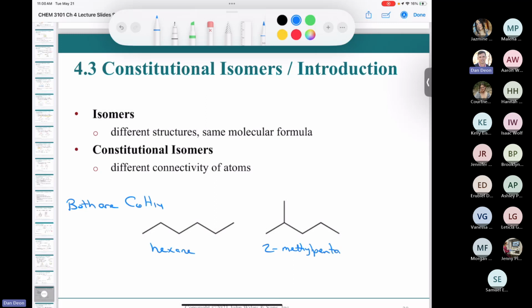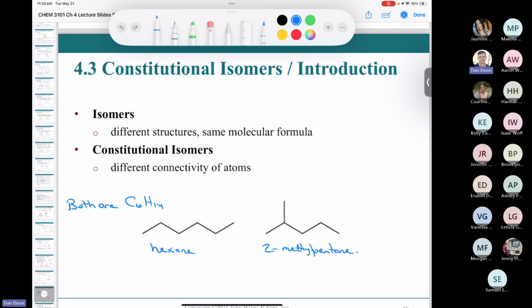2-methylpentane. So you can tell that they're different compounds one of two ways. Number one, you can see they have different structures. And number two, you can see they have different names. So you don't even have to see the compound. If they have different names, they're different compounds.